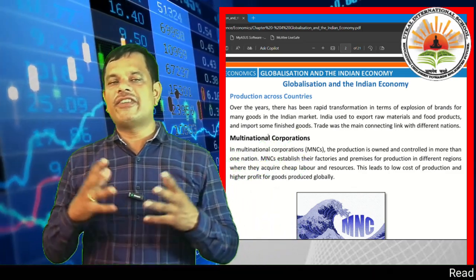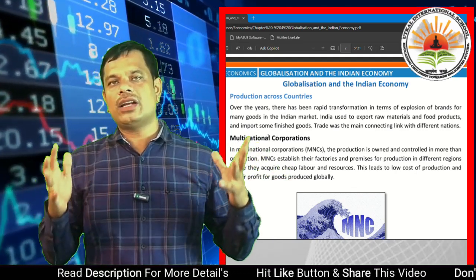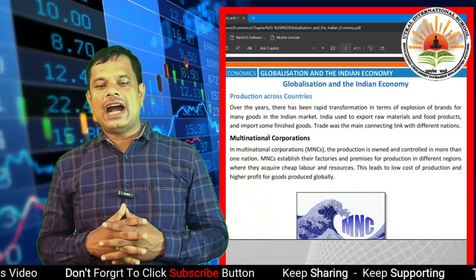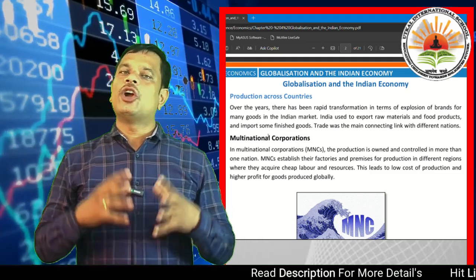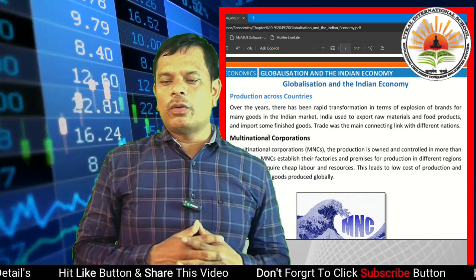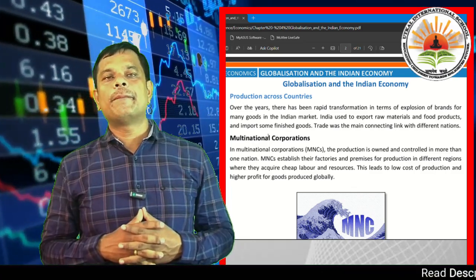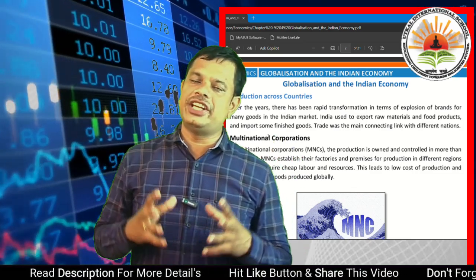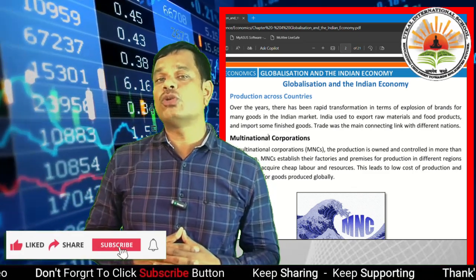If you see the different brands on the markets, that is due to globalization and our government's globalization policy. India used to export raw materials and food products and import some finished goods. Trade was the main connecting link with different nations. Dear students, if we have good relations among different nations, that is due to trade.